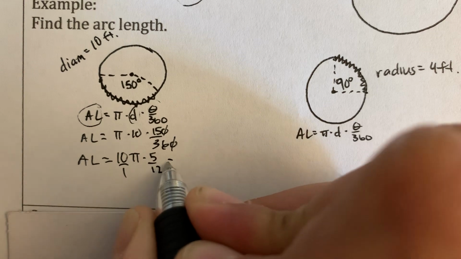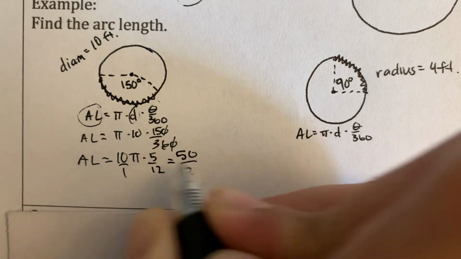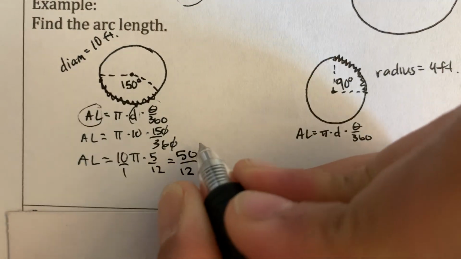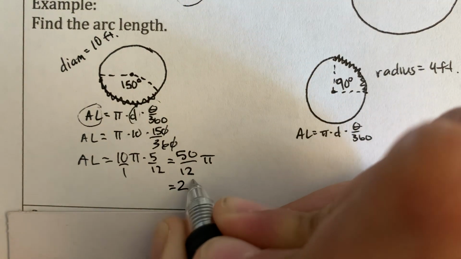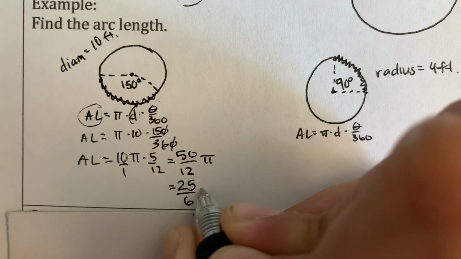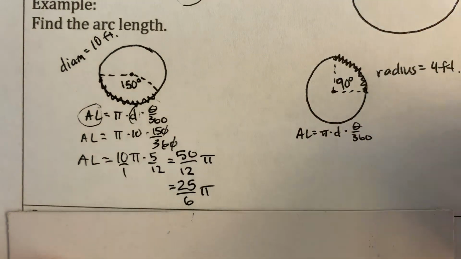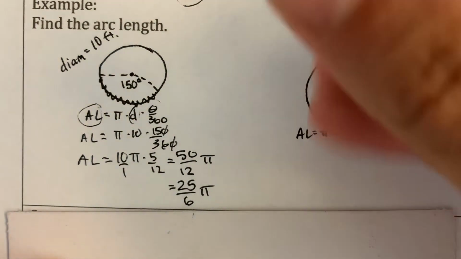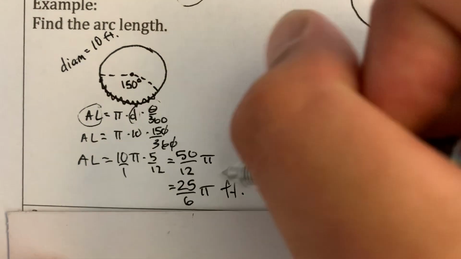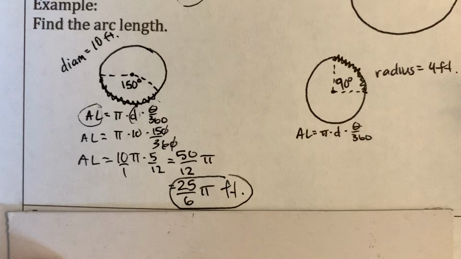Remember to multiply this number with this fraction, you just put it over 1. 10 times 5 is going to be 50. 1 times 12 is going to be 12. We'll put the pi after that. Divide this by 2, divide this by 2. We simplify this, and we get 25 over 6 pi. We could plug in 3.14 to get the exact answer, but we'll just leave it like this, we don't have to do an extra step. And since this is arc length, it's 25 over 6 pi feet. So that's how long this portion is.